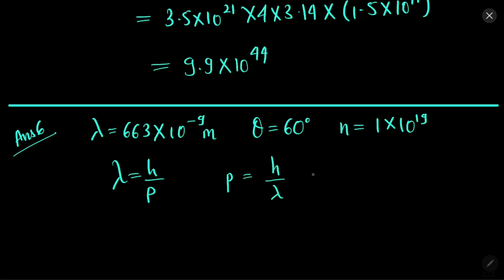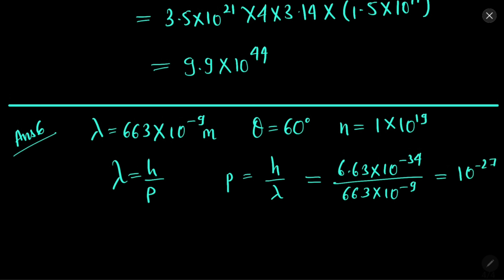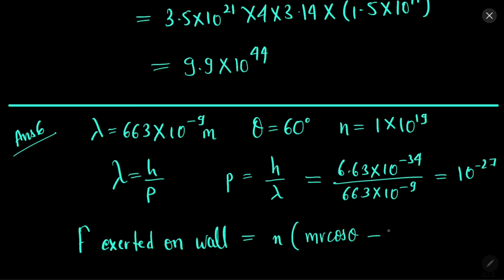Now we know that lambda is h over p, so p will be h over lambda. Once we put the value, we will obtain 10^-27. Now the force exerted on the wall can be found using the momentum. It will be equal to the number of photons times mv cos theta minus mv cos theta.